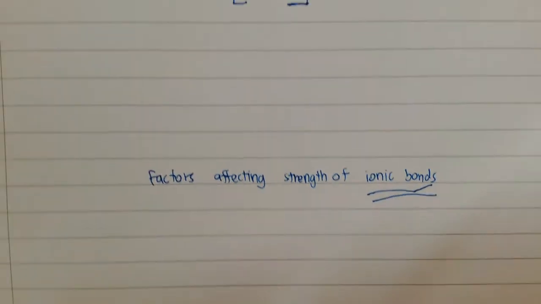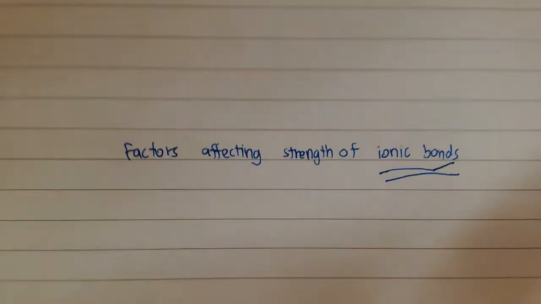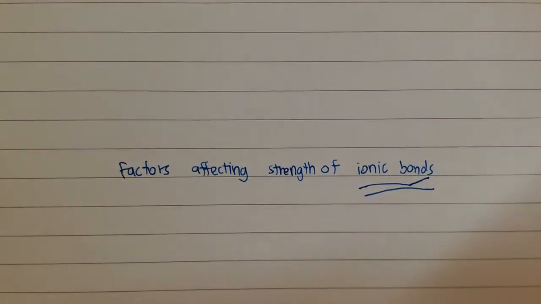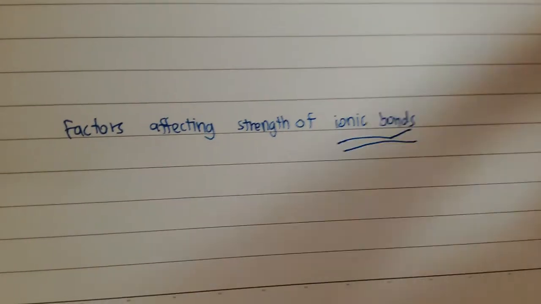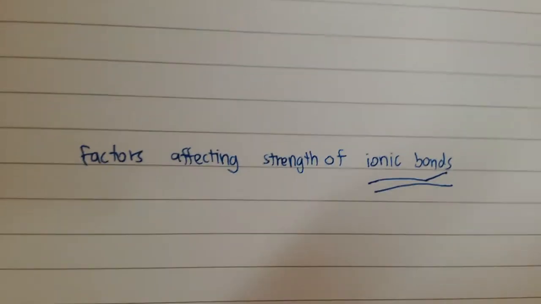As for the factors affecting the strength of ionic bonds, the ionic bond strength can be deduced from the lattice energy of an ionic compound. Lattice energy is the energy released when one mole of the solid ionic compound is formed from its constituent gaseous ions under standard conditions.